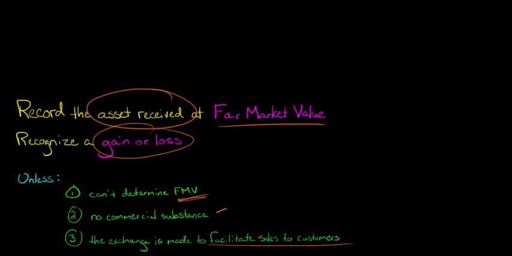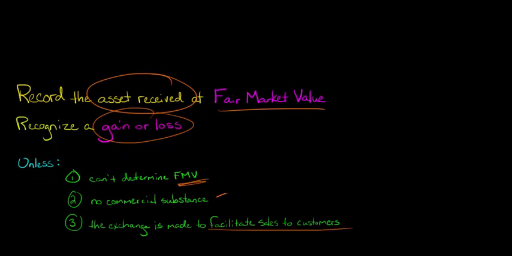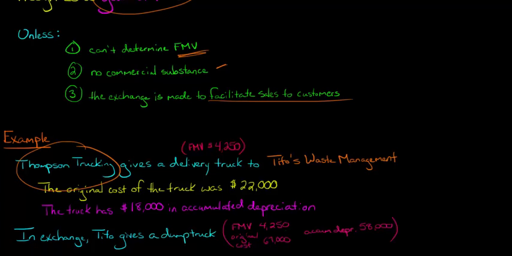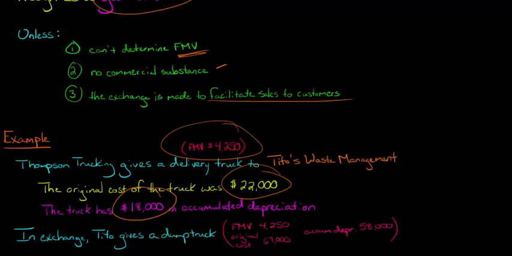And so in this video, I just want to walk through another example where I changed some of the numbers up a bit and we actually look where we have a loss. So let's say that we have Thompson Trucking and they give a delivery truck to Tito's Waste Management, okay? And Tito's Waste Management is in turn going to give a dump truck to Thompson, right? So it's a truck for a truck, and there's no cash changing hands here. It's just strictly a truck for a truck. So Thompson, the truck that they give to Tito, has a fair market value of $4,250, an original cost of $22,000, and $18,000 in accumulated depreciation up to this point.